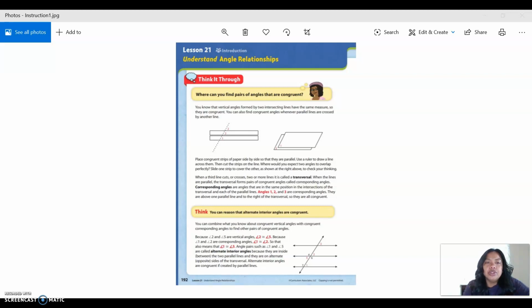Guys, we move forward into lesson 21 here in unit 1. This is understanding angle relationships. This is day 1 of this lesson. There's a lot of vocabulary in this lesson, and this first page has a lot of words, so I want to just go ahead and give you a diagram and walk you through these definitions.